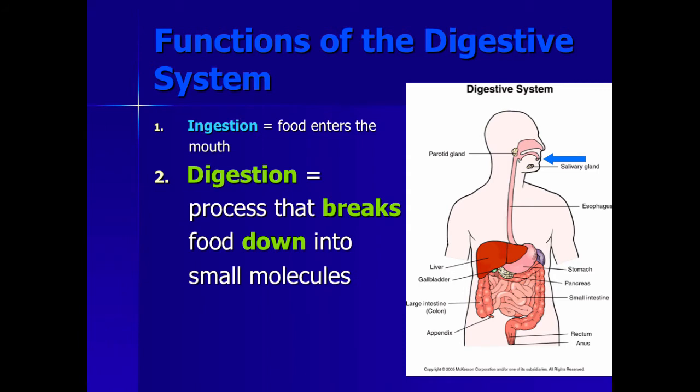Now, we know that our whole body is made up of trillions and trillions of cells. Well, every single cell in our body needs energy in the form of glucose. Well, we don't just eat straight glucose. Our body has to break it down from the food that we do eat and then deliver it to every cell. So that is the whole process of digestion.